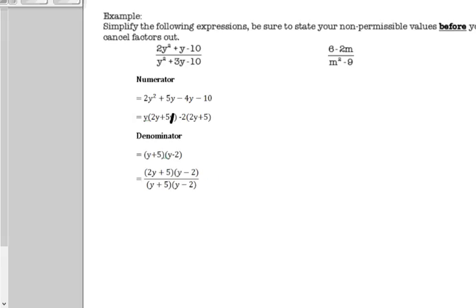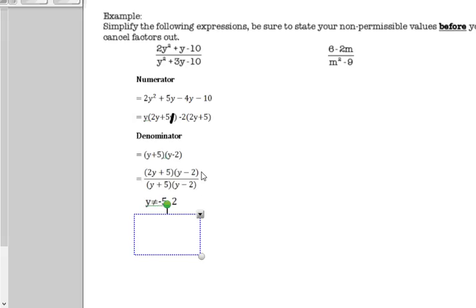Now what we need to do is look at what our restrictions are. Again, the restrictions only relate to the denominator. This denominator cannot equal 0. That means this factor cannot equal 0, and this factor cannot equal 0. This binomial cannot equal 0, and this binomial cannot equal 0. So what we need to do is set each of those equal to 0. We get y plus 5 equals 0, which tells us that y cannot equal negative 5, and y minus 2 cannot equal 0 either, so y can also not equal 2.